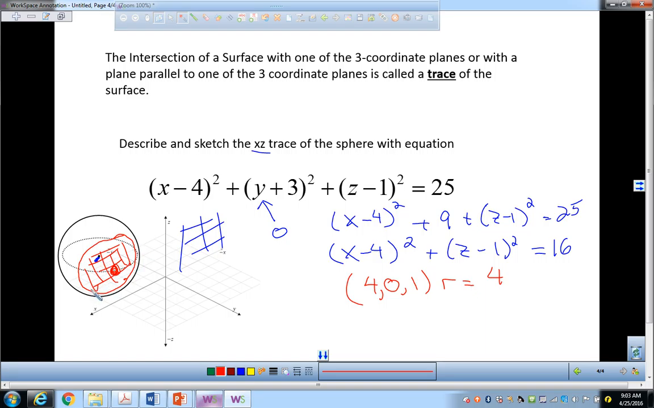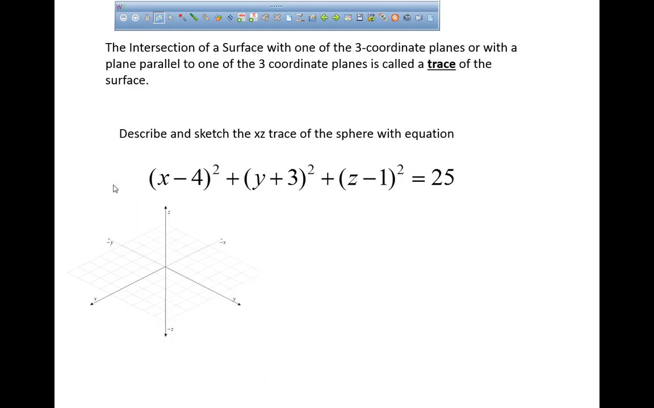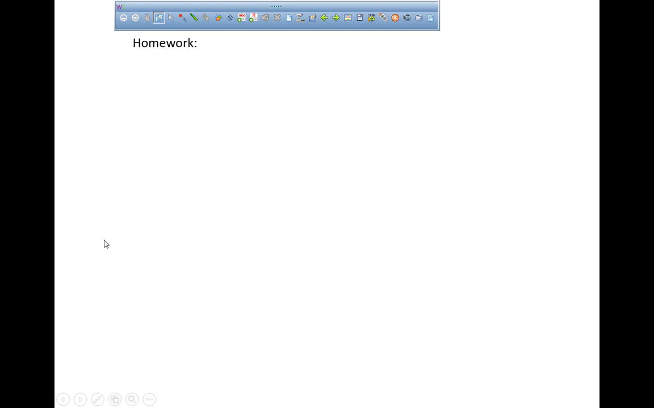How do you know that y equals 0? Because if it's in the XZ plane, the y coordinate is 0. Okay? And that's all there is to it. You could do that, right? It's not impossible, not hard. Okay? And I think that's the end.